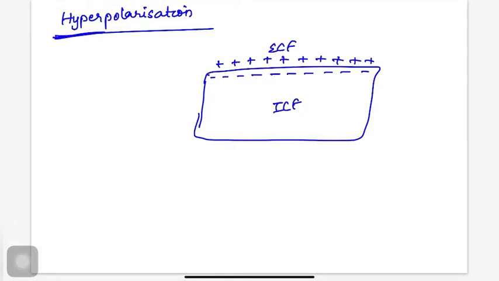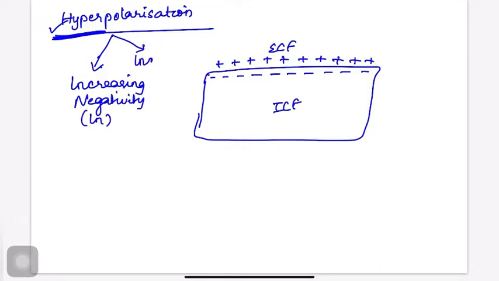What is hyperpolarization? What does the term hyper mean? Hyper means increased, right? So the increased polarity, the increase in the polarized state of the membrane. So how can we attain hyperpolarization? It can be either due to increasing negativity inside or increasing positivity outside, right? So increasing negativity inside or increasing positivity outside.